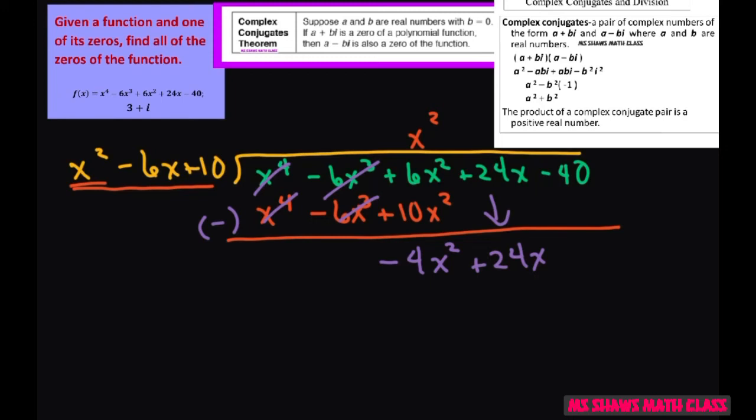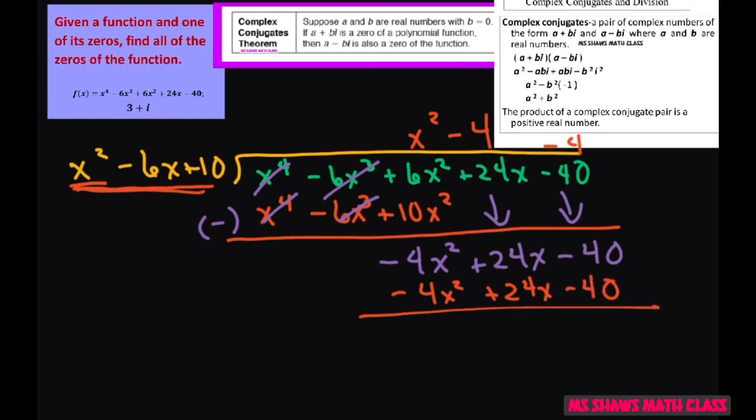Now, let's see, let's go ahead and bring down this negative 40 too. What times x squared gives me negative 4x squared, and that's going to be minus 4. Or you can put it here, but I'm kind of running out of room. So now when you multiply negative 4 times this, you're going to get negative 4x squared plus 24x minus 40. And then when you subtract, this is 0. So this is a factor because my remainder is 0.